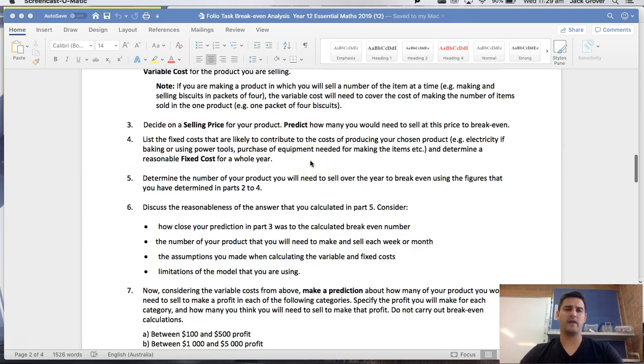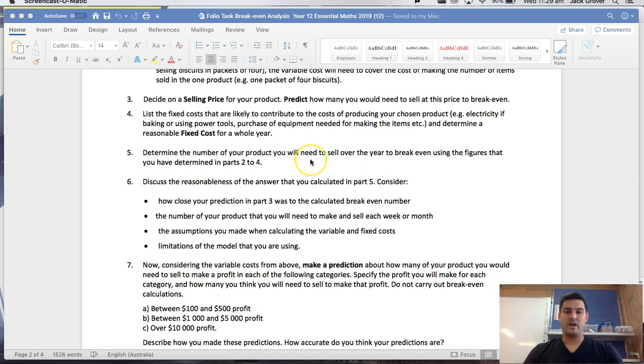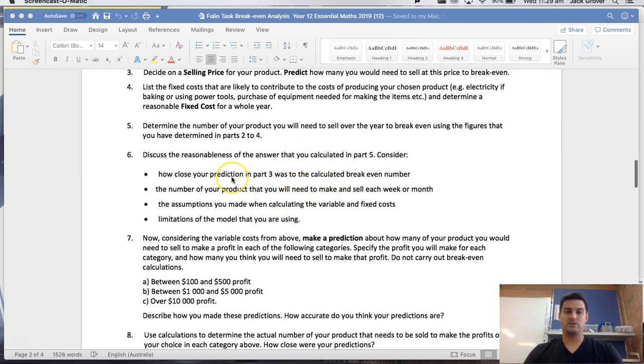Then you can figure out your break-even point. All right, that's not the end of the assignment, but it's a big part of it. Once you've got your break-even point, then we need you guys to actually discuss and do some analysis on how reasonable that might actually be.